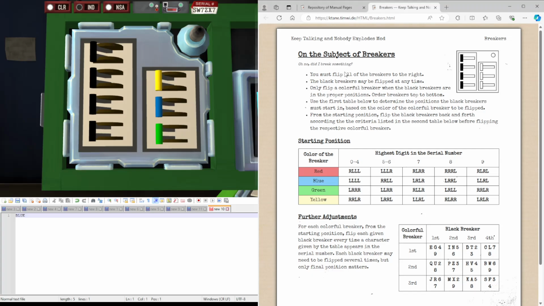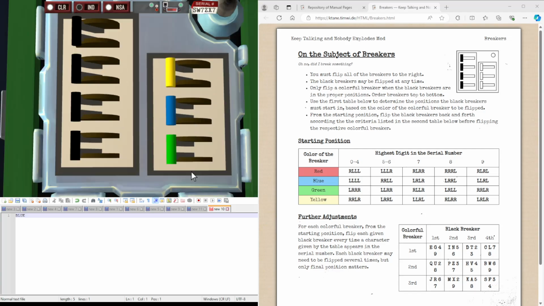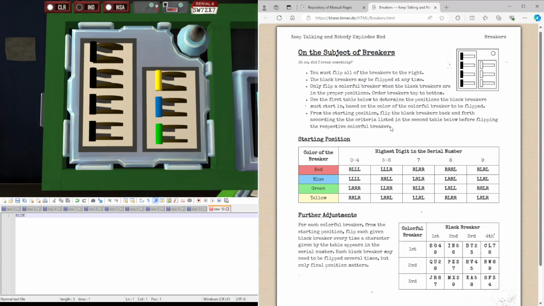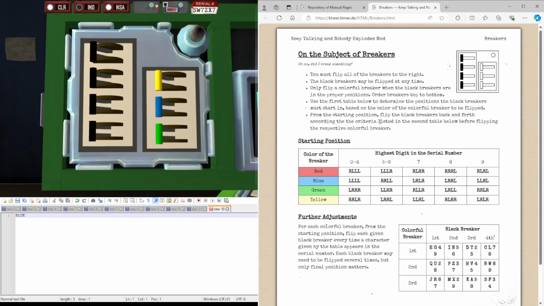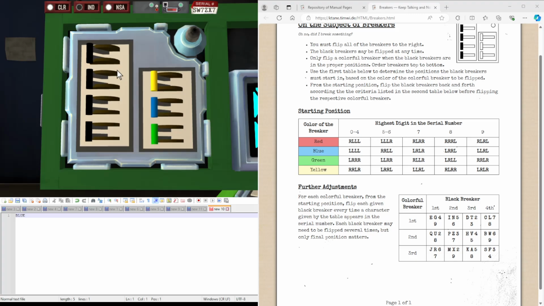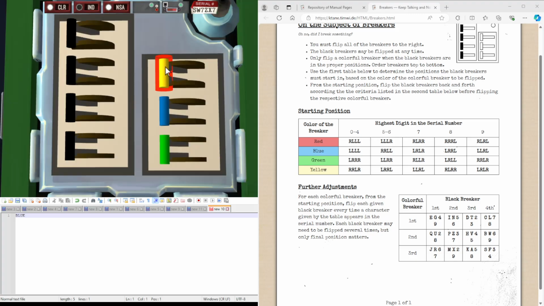So, we must flip all the breakers to the right. We'll be using the colour of each breaker here, and the highest digit in the serial number. That's what I mean by slightly edgework based, because I think it's only really the serial number. So, let's start with the yellow breaker up here. The colour of the breaker is yellow. The highest digit in the serial number, there is only 7, so it's going to be 7.